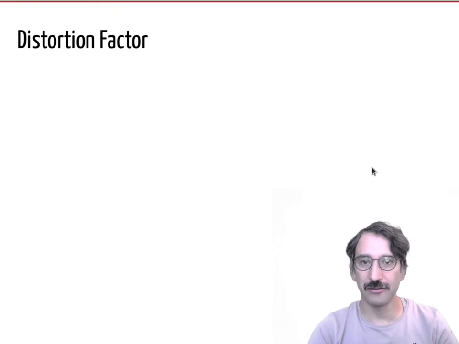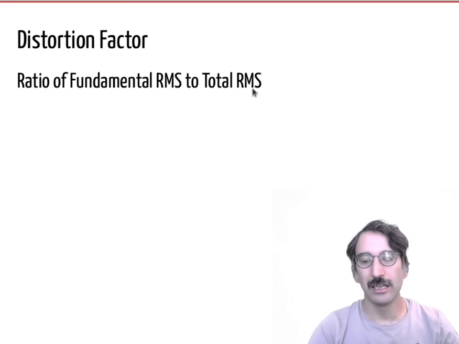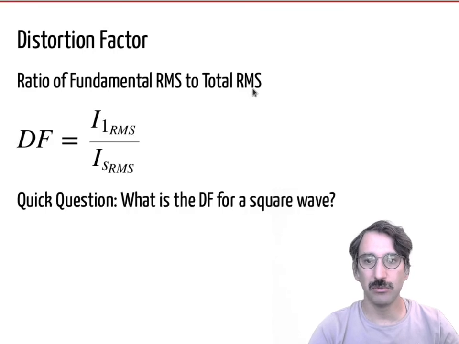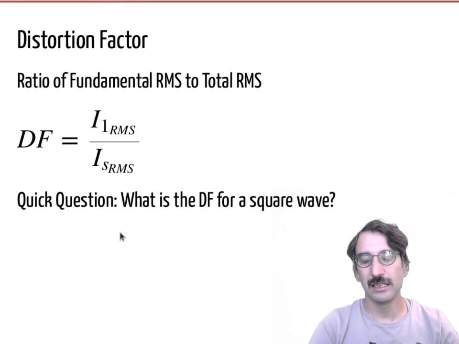Okay. Another important factor is the distortion factor. The distortion factor is the ratio of the fundamental RMS to the total RMS. So if you have a sinusoid with different components, it is the ratio of the fundamental component I1 RMS divided by the total RMS value. So you can probably answer the question: what is the distortion factor of a square wave?